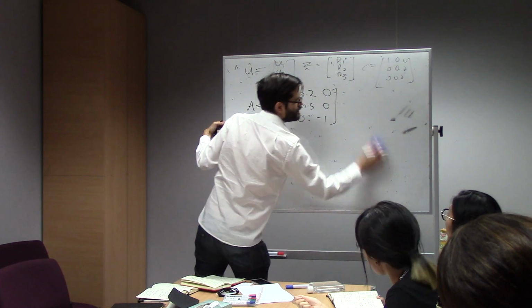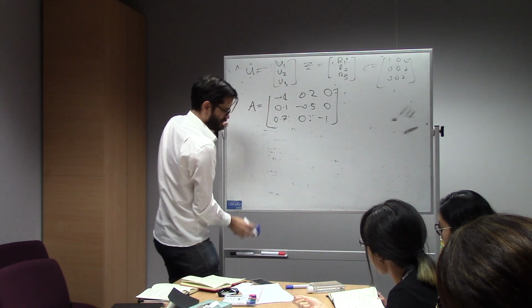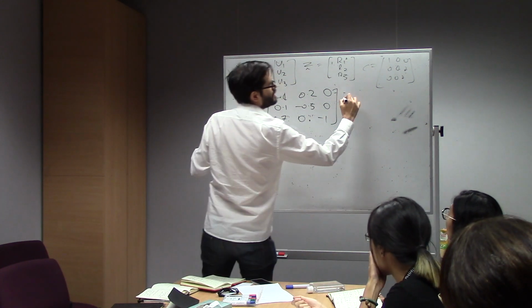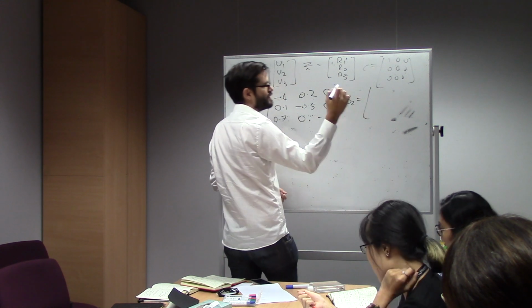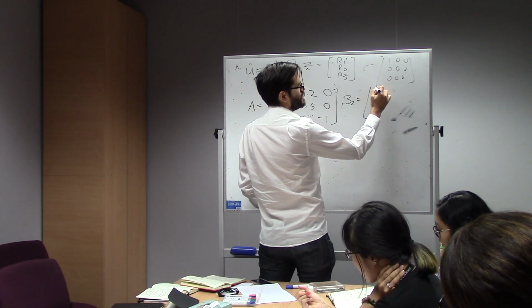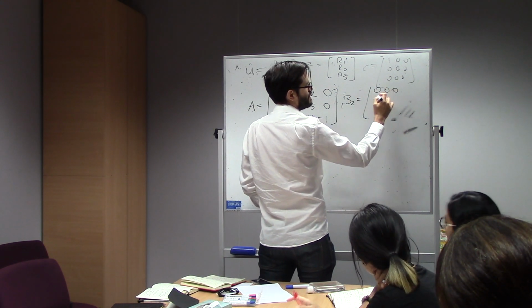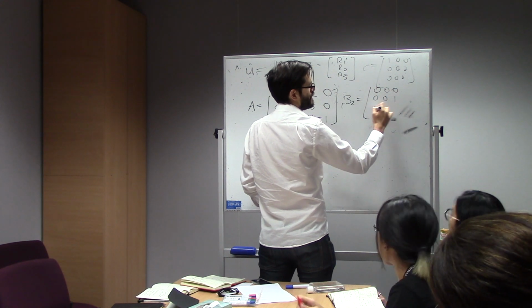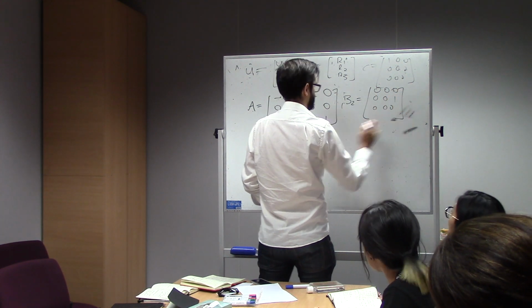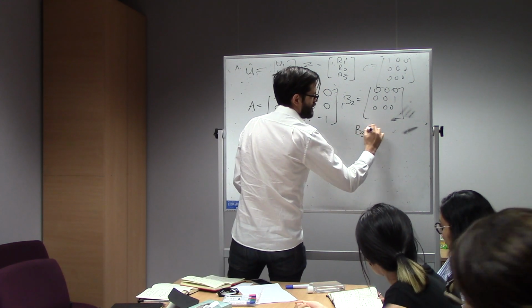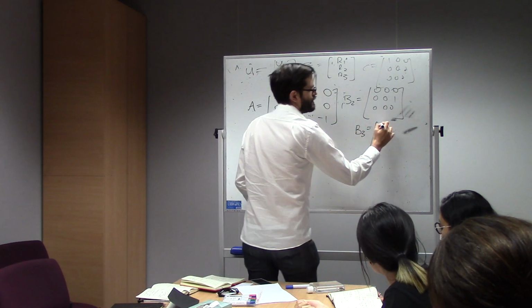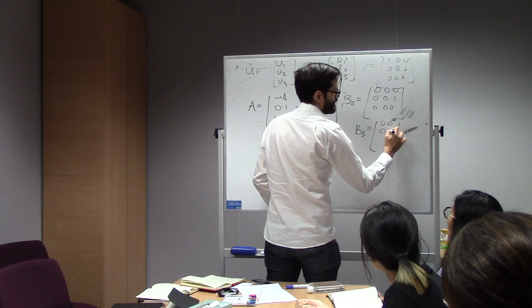I'm going to do B2. That's pretty bad technical use there. B2 equals 0, 0, 0, 0, 0, 1, 0, 0, 0. Okay, now B3 is equal to 0, 0, 1, and then just all zeros.